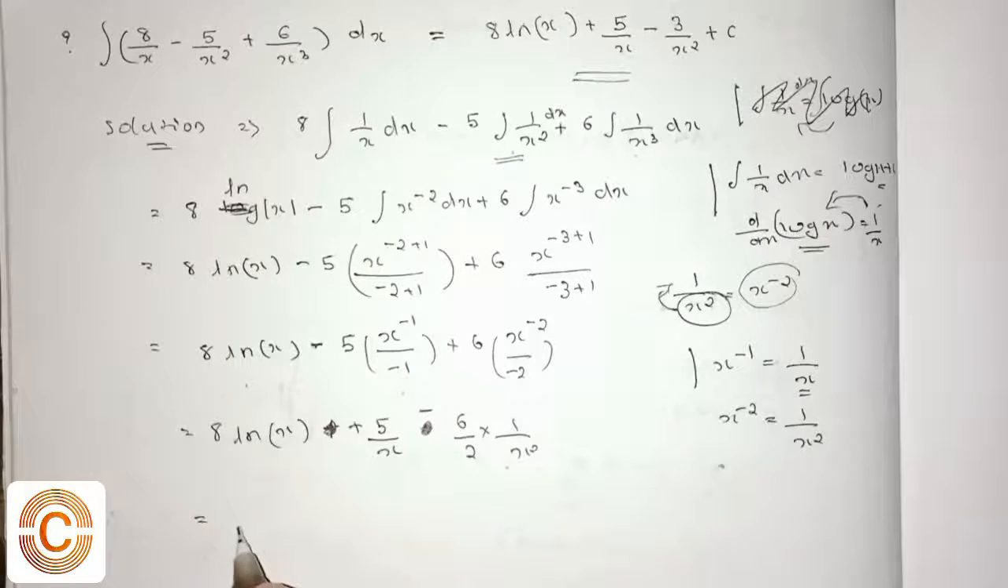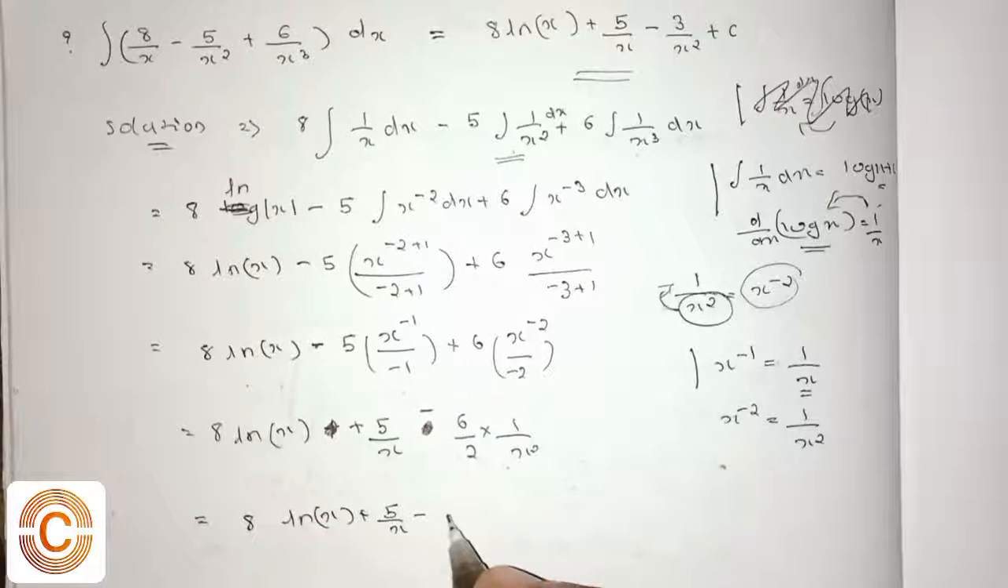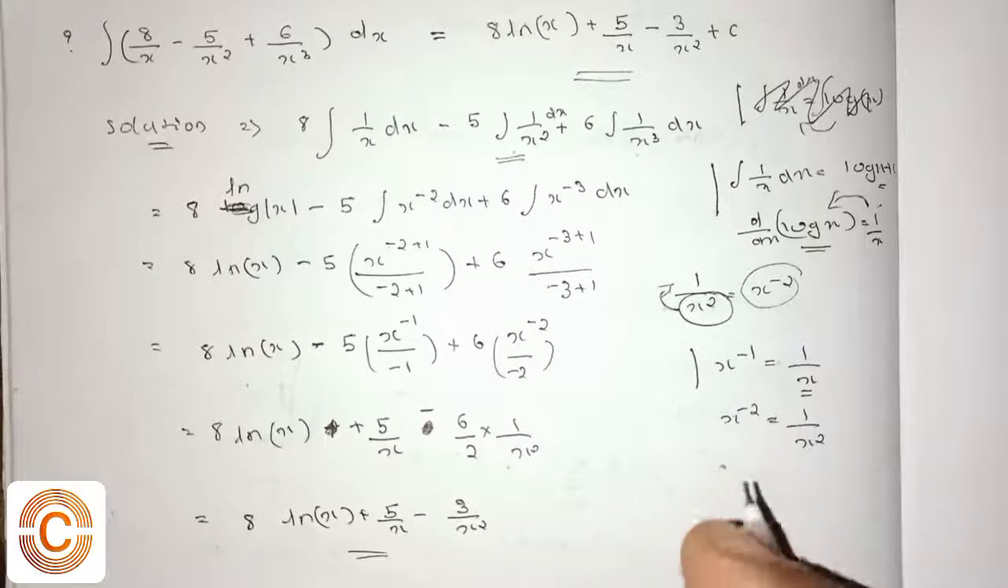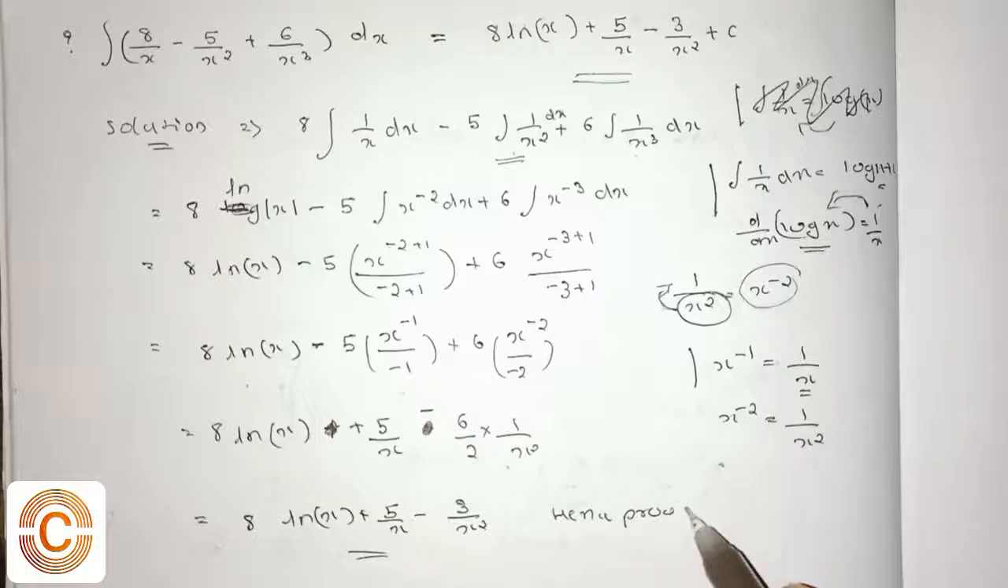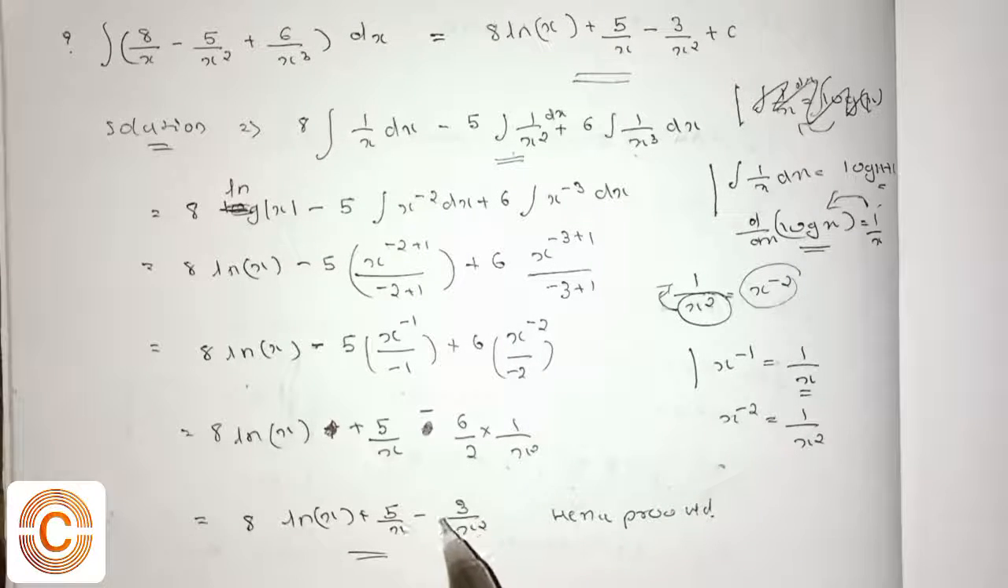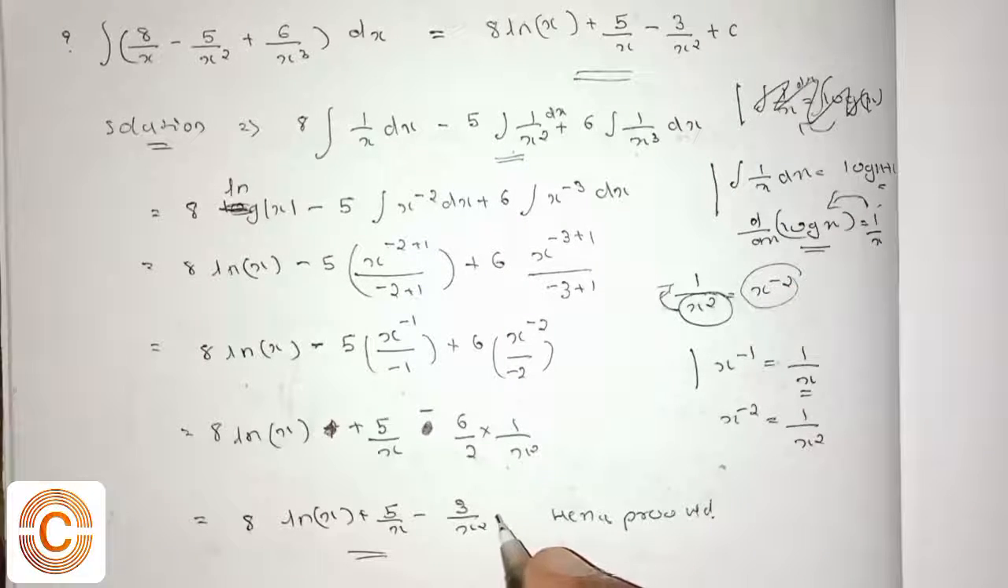Then the final value becomes 8 into log x plus 5 by x minus 6 divided by 2, which is equal to 3 divided by x square. So this is the final answer. So hence proved. We get a final solution that is the same as the question. So don't forget to put the C here.